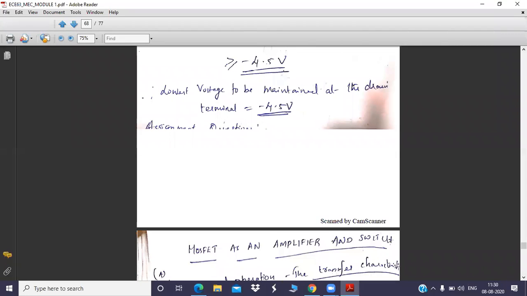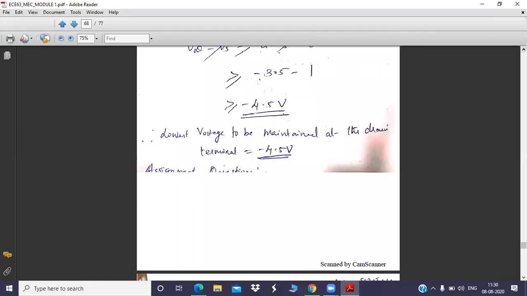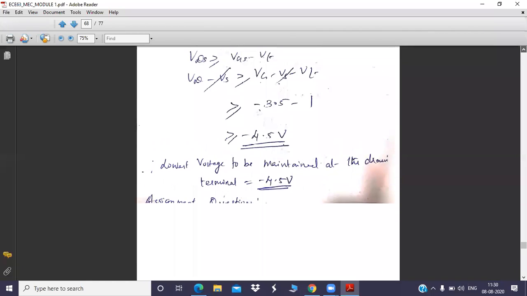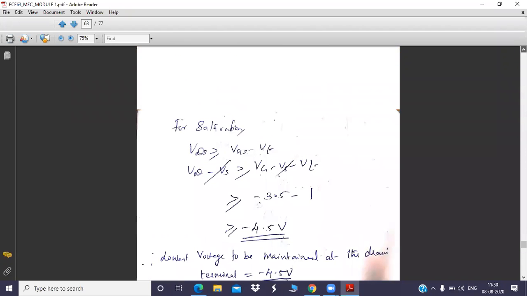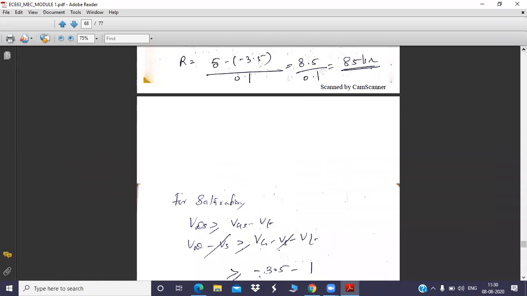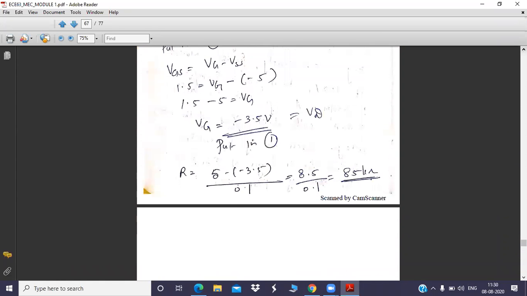So this is going to be very important. As of now, we have found the R value and the minimum drain voltage allowed at Q2. In the question, they also asked for the gate voltage, and that you have also found. Gate voltage is nothing but VG. You need not find this gate voltage separately for Q1 and Q2.